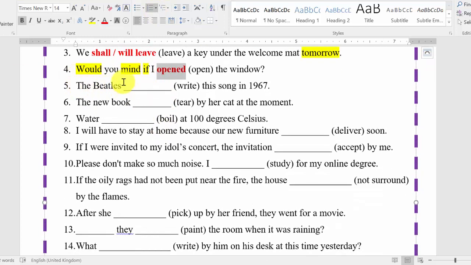Number 5, the Beatles. This is a band, the name of a band. The Beatles, what this song in 1967. So in 1967 is a keyword. This is simple past tense, in year 1967, and we are now in 2020, so this happened in the past. The Beatles, the group of people, can do this action to this object, so it should be active. So active past tense, your past tense verb, wrote. The Beatles wrote.